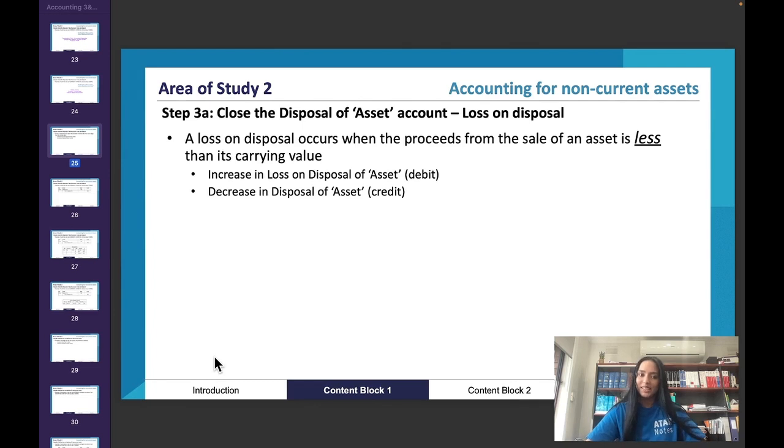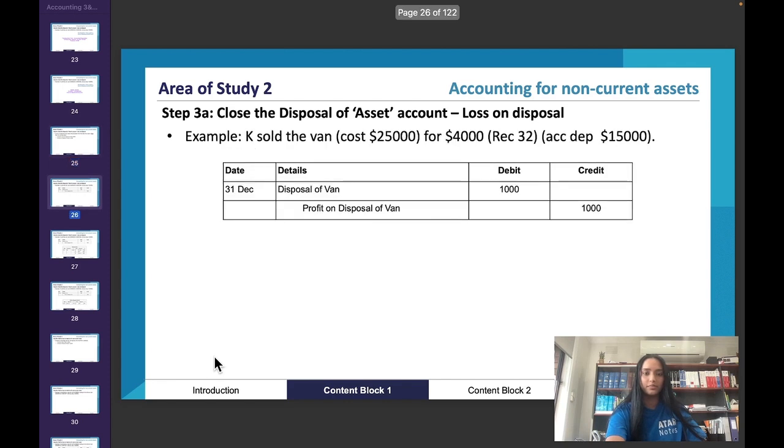So as I mentioned before, a loss occurs when the proceeds is less than its carrying value, and in order to record this loss, we need to increase or debit the loss on disposal of asset account and decrease or credit the disposal of asset account. So going back to our example, this is how we'd record that.